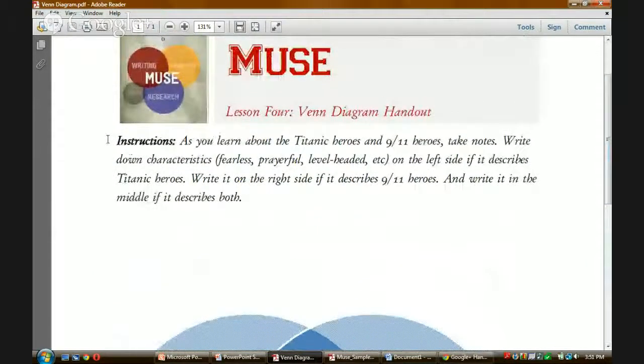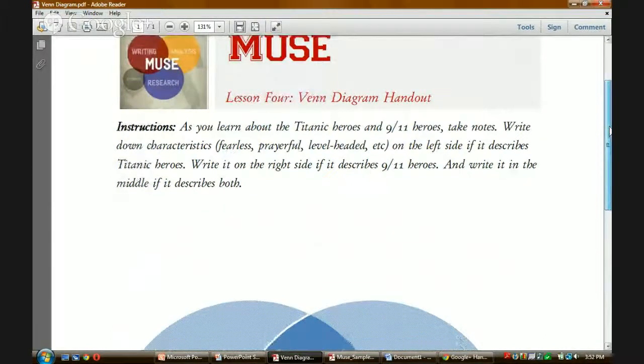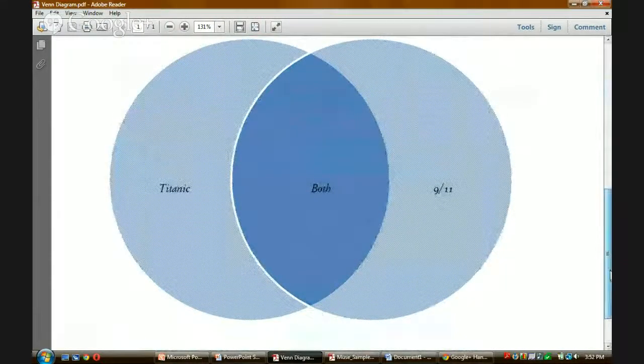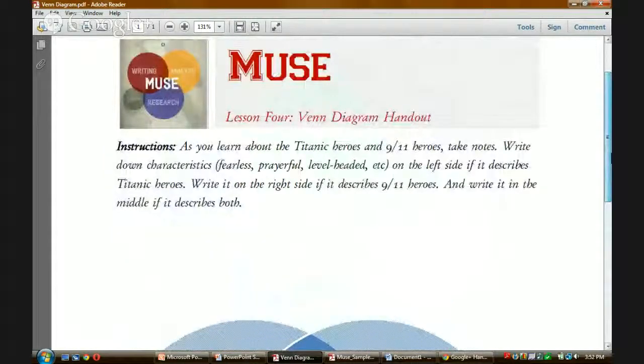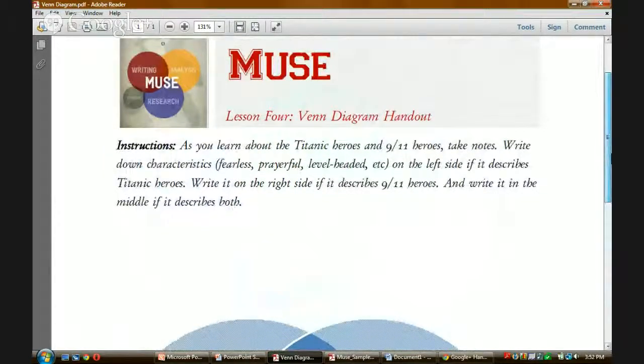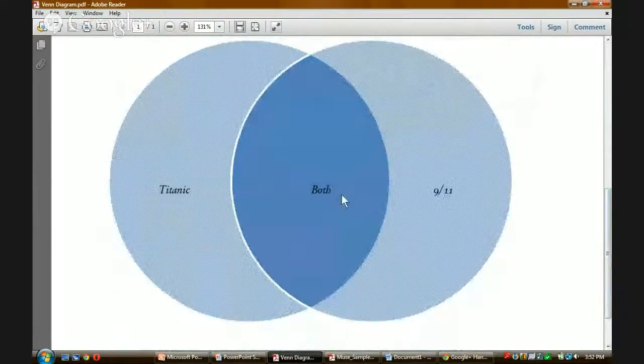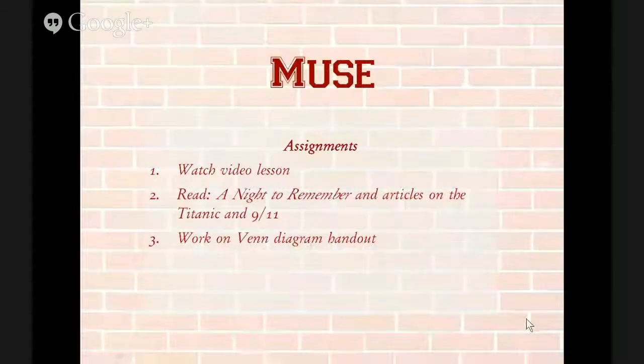Let's go ahead and read through the instructions very briefly. So as you learn about the Titanic heroes and the 9/11 heroes, take notes. Write down characteristics like fearless, prayerful, level-headed on the left side, if it describes Titanic heroes. So if you think of a word that describes the Titanic heroes, write it here next to the word Titanic. Now if you come up with a word that describes the 9/11 heroes, write it here. And if you come up with a word that describes both the Titanic and 9/11 heroes, write it in the middle where the two circles overlap. So I hope that makes sense. You can use that Venn diagram to help you organize your thoughts and organize your observations.